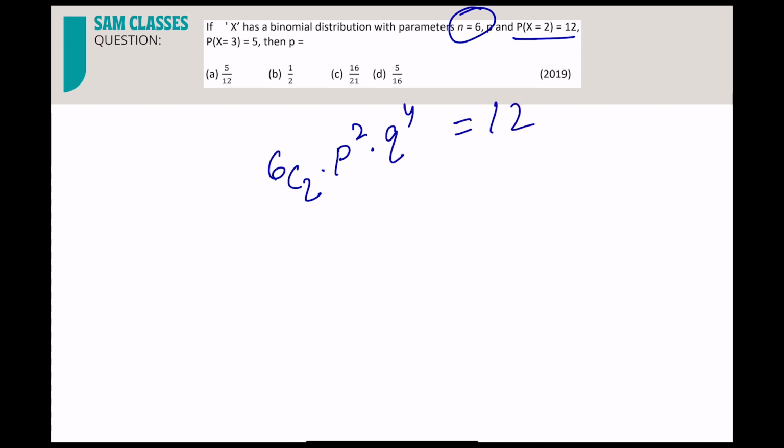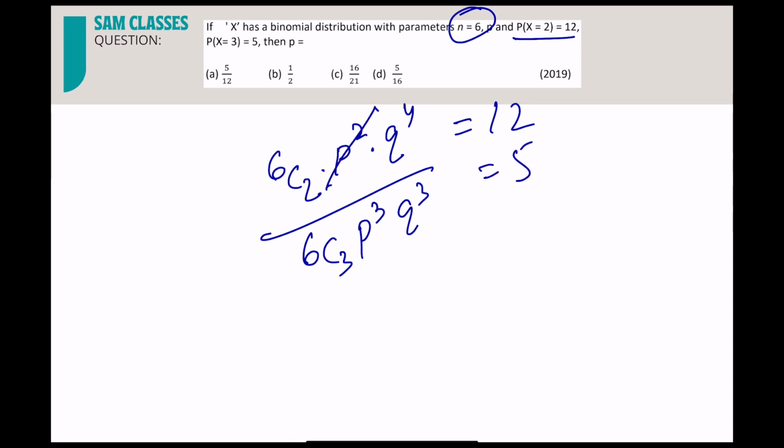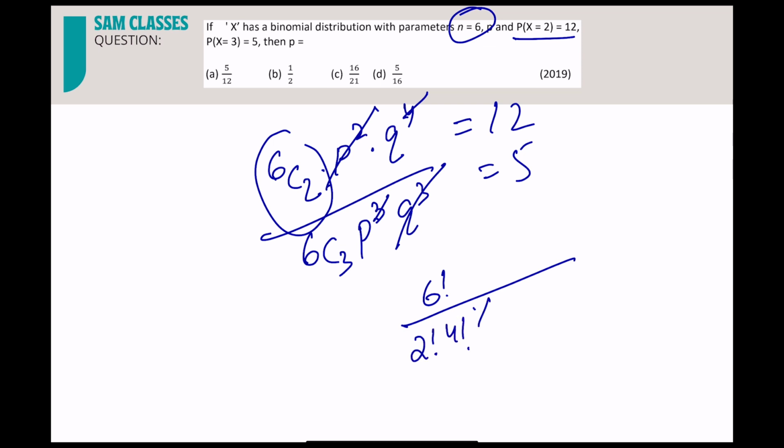The formula is nCr p to the power r and q to the power n minus r, divided by the other form where X is equal to 3. So 6C3 p cubed and q cubed is equal to 5. Now solve it. So p squared, one is gone, this one gone. Now 6C2 will be 6 factorial by 2 factorial into 4 factorial, and here 6 factorial by 3 factorial into 3 factorial, and here we have a q, here we have a p, and that is equal to 12 by 5.